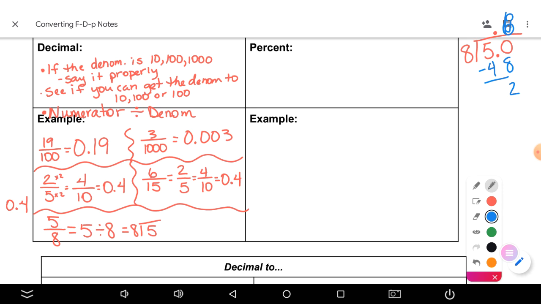I add another 0. Do I add it to my answer? No, I only add it to my problem, because I'm not changing the problem. I'm just adding more digits. So 2, that's 16. I get 4. I have to drop a third 0. 0.625.